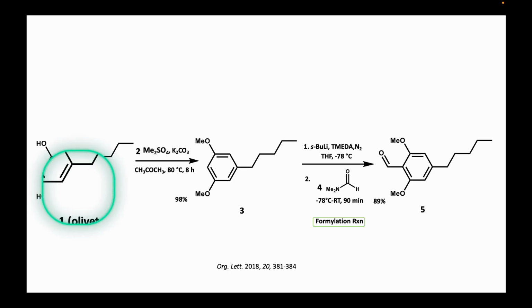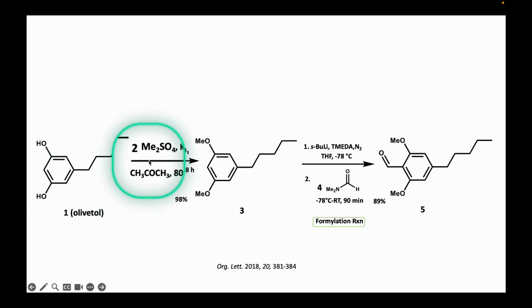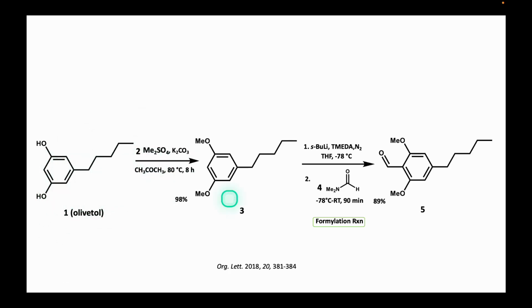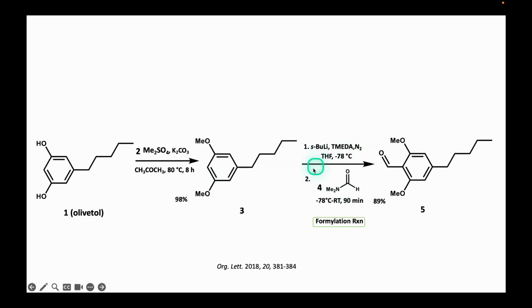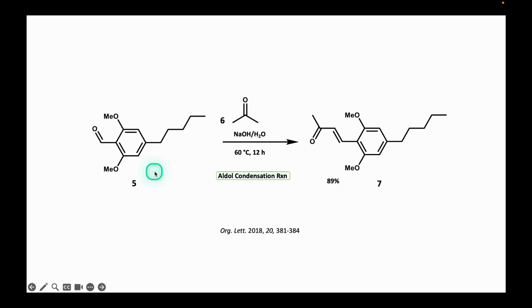Initially, the phenol groups present in olivetol are protected by converting them into methyl ethers using dimethyl sulfate in order to yield the protected compound 3. Its treatment with sec-butyllithium methylates the ortho position to both esters, and upon reacting with dimethyl formamide, benzaldehyde 5 is obtained. When benzaldehyde 5 reacts with acetone through an aldol condensation, conjugated ketone 7 is formed.